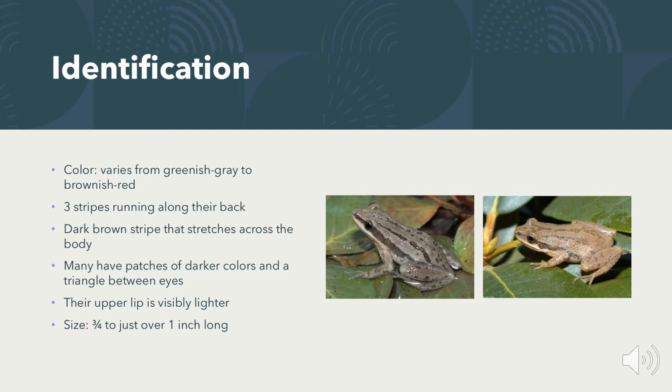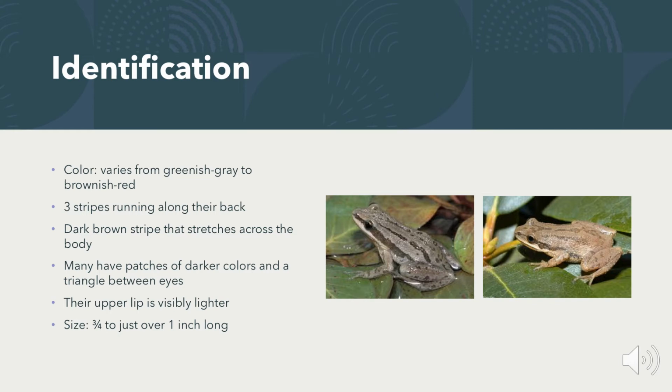Also, they may have dark patches of colors along their back and even a triangle between their eyes, as you can see in the right picture. It's an outline, a hollow outline of a triangle.